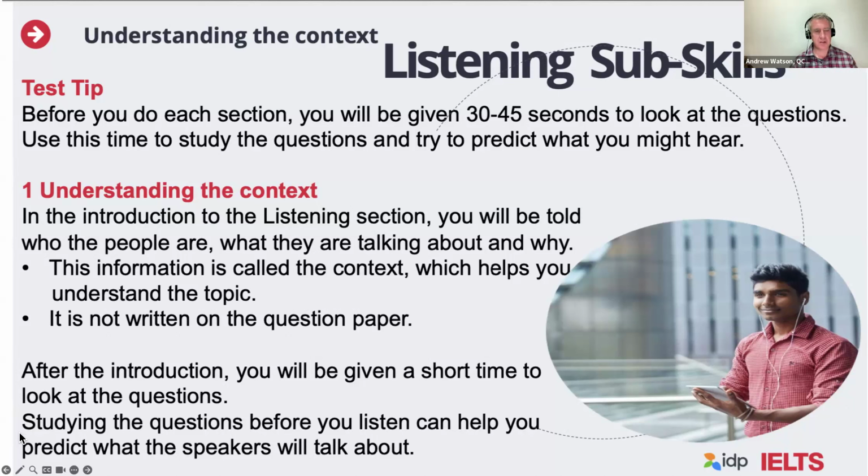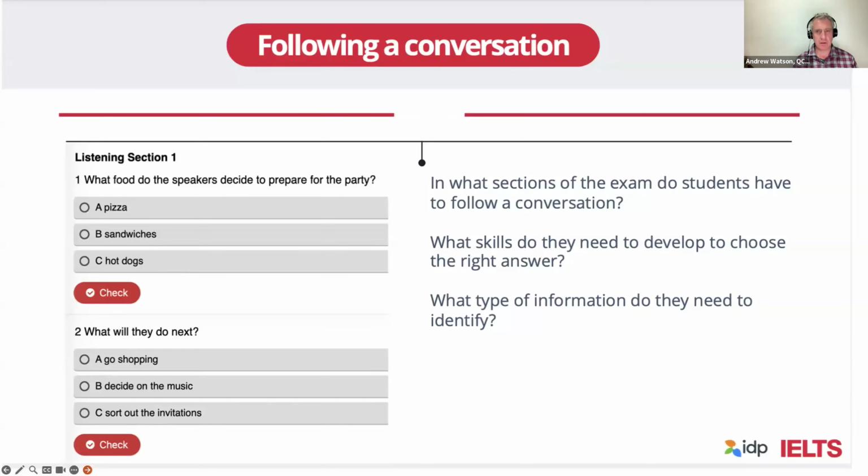All right. So that's context. Let's now consider following a conversation. In what section of the exam do students have to follow a conversation? What skills do they need to develop to choose the right answer? And what type of information do they need to identify? Any ideas? This is open. Anyone can have a guess at this.